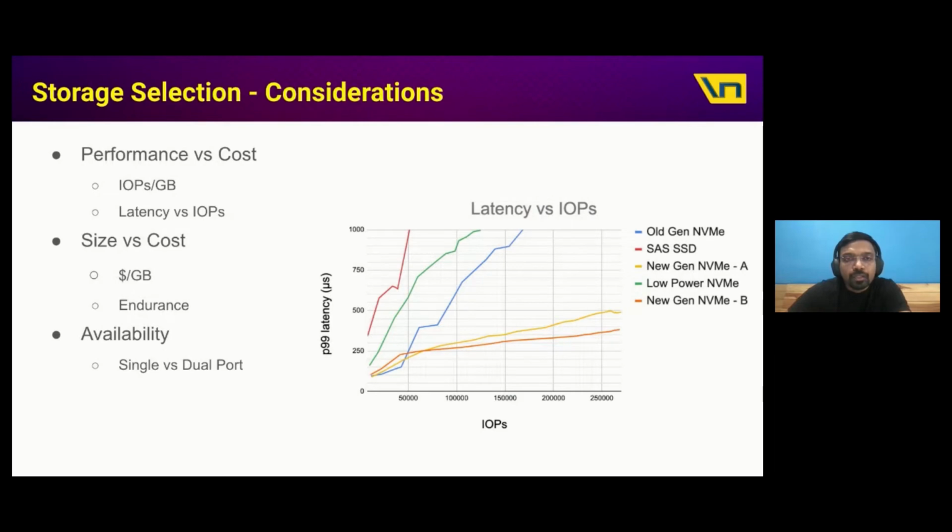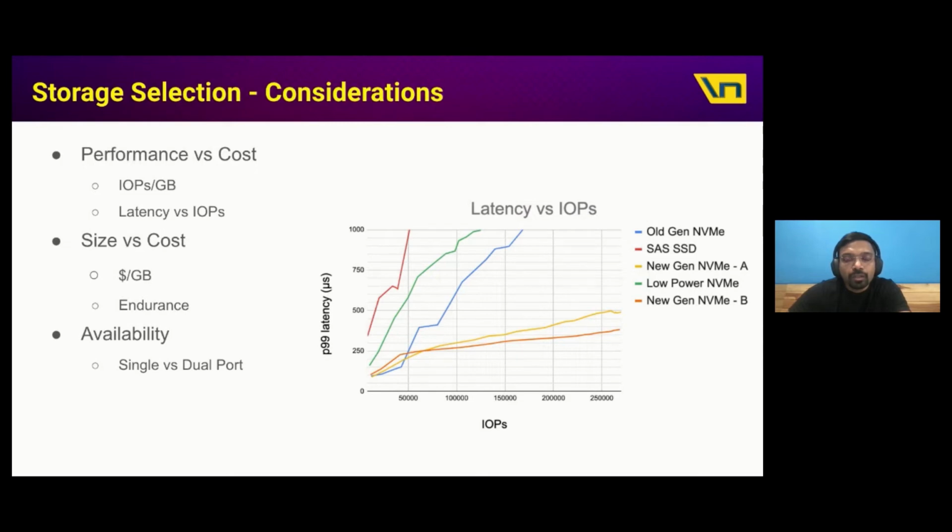Now, here are the major considerations while choosing a storage media. First is the performance to cost comparison, where we calculate the IOPS per GB and the latency versus IOPS curve, like the graph shown here, to compare different models. Next, to determine the disk size, we compare the cost per GB of various models and also choose the endurance we need based on the workload requirements.